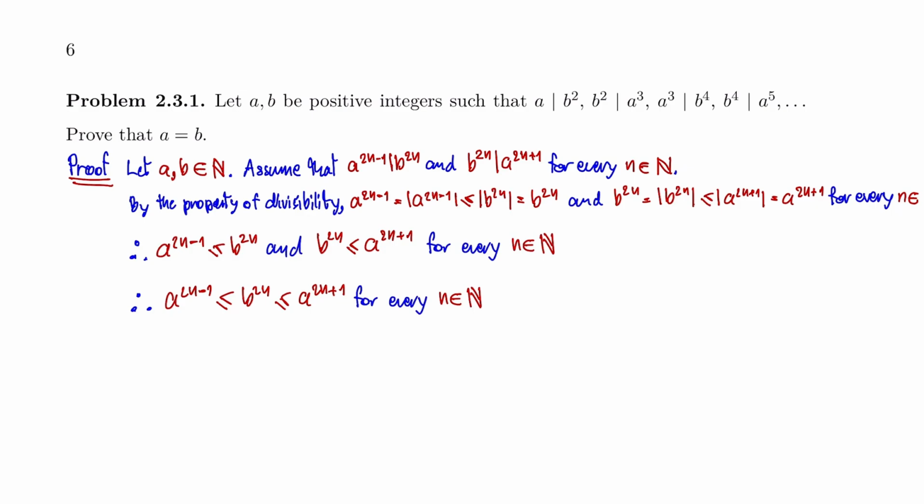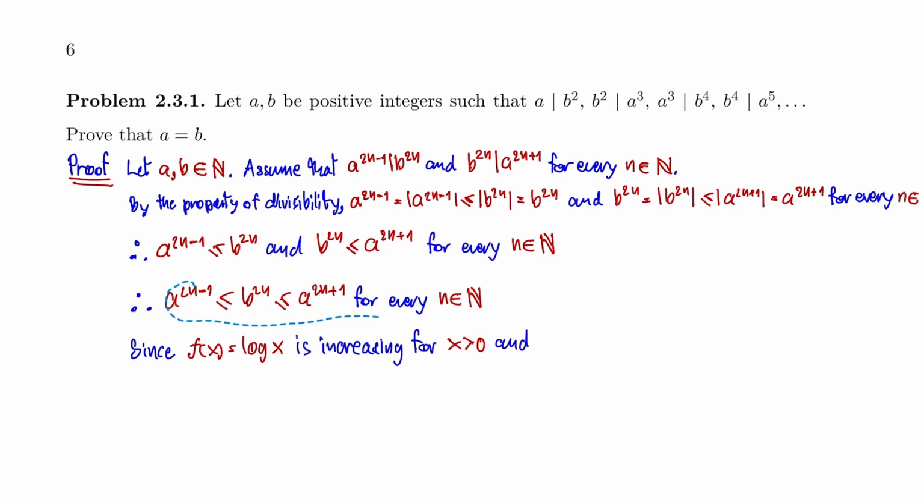So now we know that log, especially log base 10, which is a log with the base greater than 1, is increasing. It is an increasing function for x greater than 0. And we have this inequality here. Now, what do we have next?